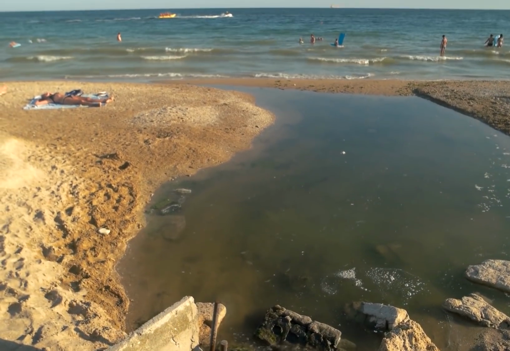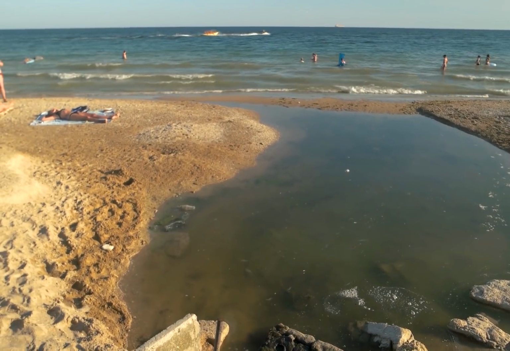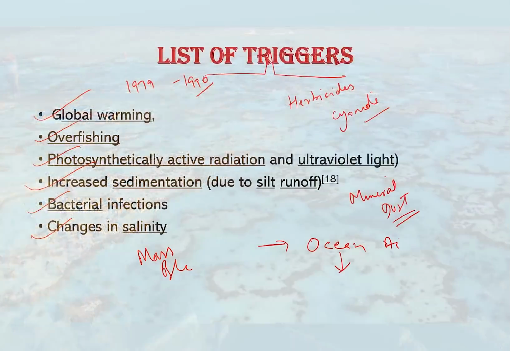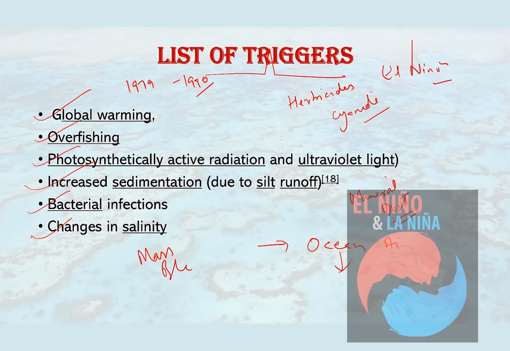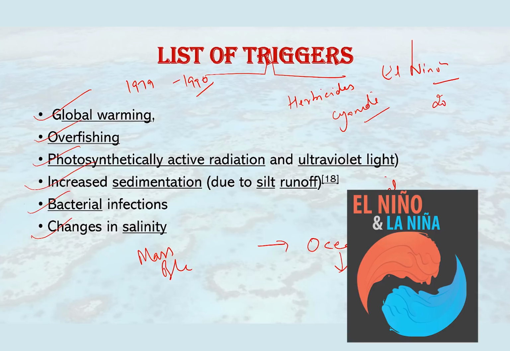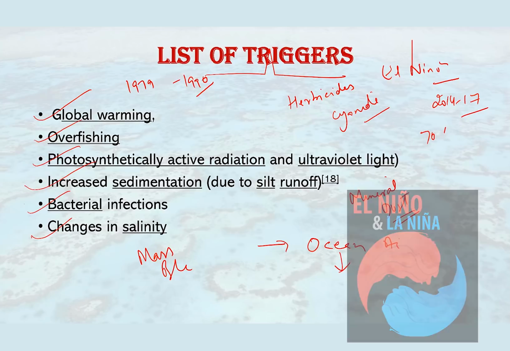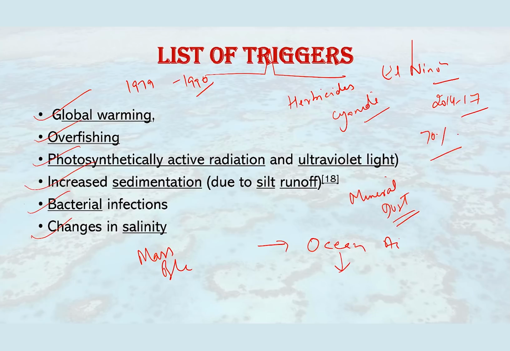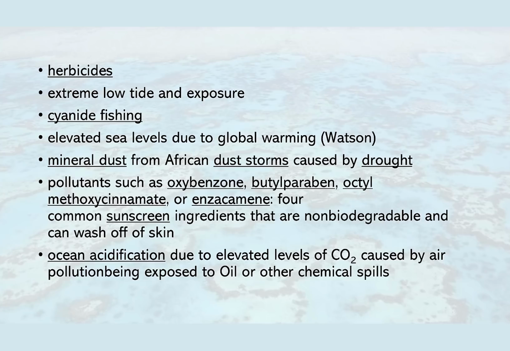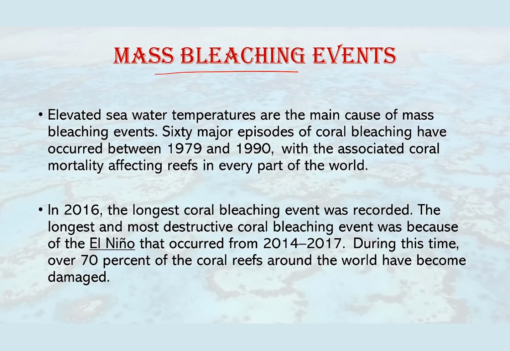In 2016, the longest coral bleaching event was recorded. The longest and most destructive coral bleaching event was because of El Nino that occurred from 2014 to 17. During this time, over 70% of coral reefs around the world have become damaged. So yes, the triggers: herbicide, cyanide fishing, mineral dust, some more I have written in the next slide. I just skipped it. So now, mass bleaching events, as I told you, have taken place.